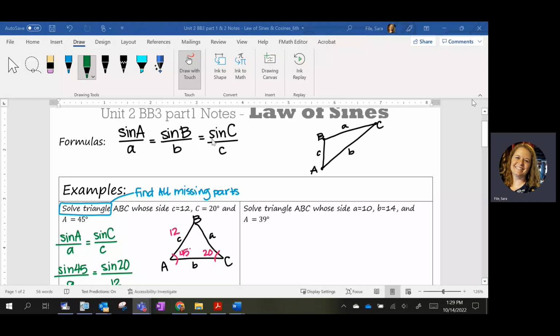Real quick recap. Law of sines is proportions. It's ratios. You have to remember that capital letters are the vertices or the angles. Lowercase letters are the sides. Law of sines and cosines is for when it's an oblique triangle, not a right triangle. Okay, so we don't have a right angle, so we can't use right triangle trig.